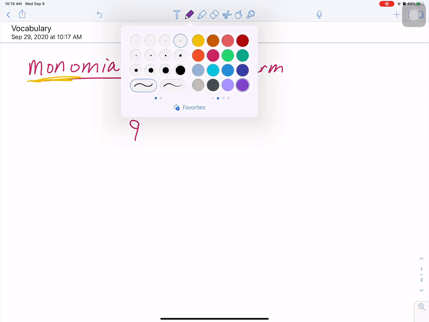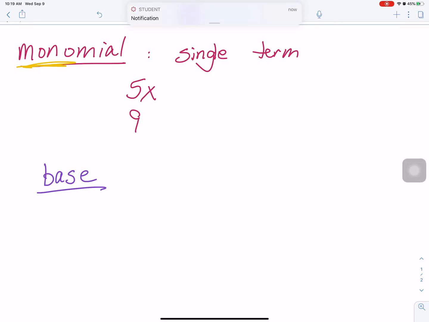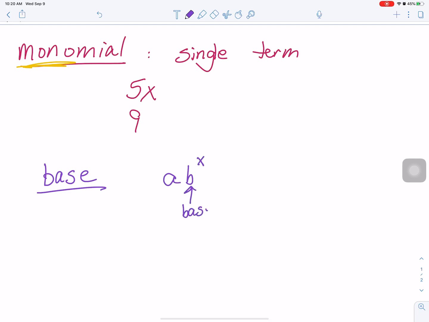Then our second word is going to be base. You probably remember from shapes that it's the bottom of the shape, but we are starting a new unit with exponents. And so we have a number. For example, if I have a times b to the x, this b is my base. It's a number raised to an exponent.